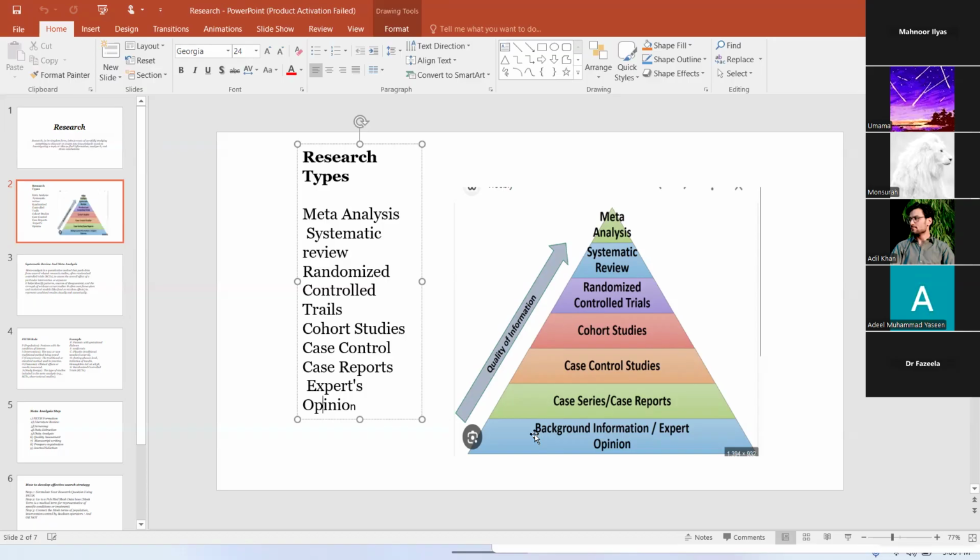Now there are two types of letter to the editor. In one type, we basically critique an article. For example, if there is an RCT or any article published, let's say yesterday, and I came across that article and found some mistakes in it, maybe some technical issues, maybe some ethical issues, so I do criticism on that article. I'll write a letter to the editor, maybe 300 or 400 words, depending on the journal criteria.